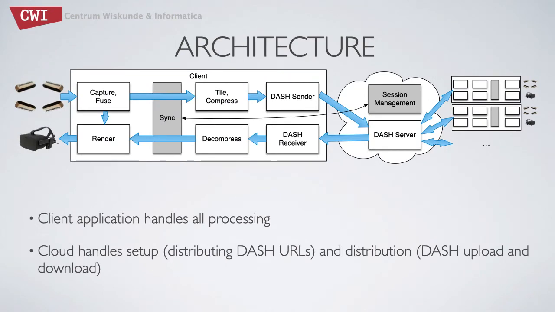Let's first have a look at our architecture from a global level. In this picture, the central part you see is one client. On the left hand side you see the sensors and the head-mounted display. In the center of the client you see the processing that happens. The next part that you can see here is the cloud infrastructure that we use to transmit the data, and on the right hand you see two other clients.